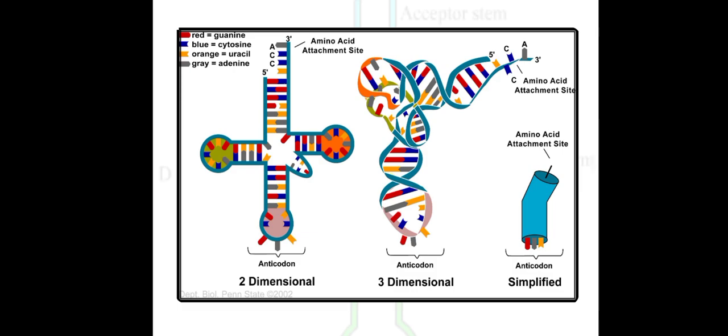The similar structure is observed in the 3-dimensional structure, that is the L-shaped structure. These two arms are stacked on one another. Due to that, this L shape is formed, and this L shape is essential for the decoding of the codons during the translation process.